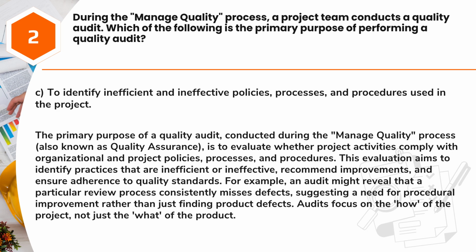Answer: C. To identify inefficient and ineffective policies, processes, and procedures used in the project. The primary purpose of a quality audit, conducted during the manage quality process, also known as quality assurance, is to evaluate whether project activities comply with organizational and project policies, processes, and procedures. This evaluation aims to identify practices that are inefficient or ineffective, recommend improvements, and ensure adherence to quality standards.